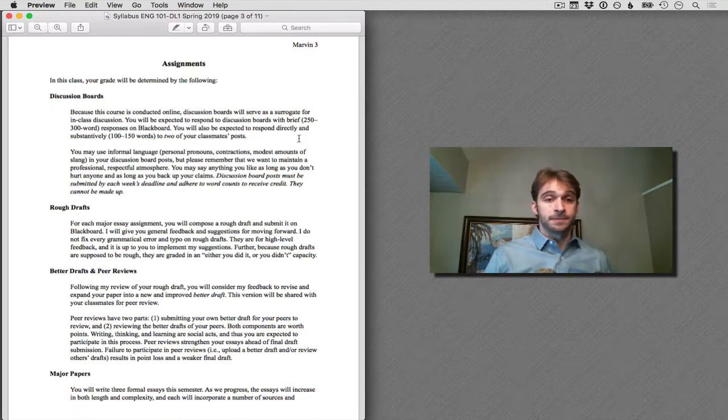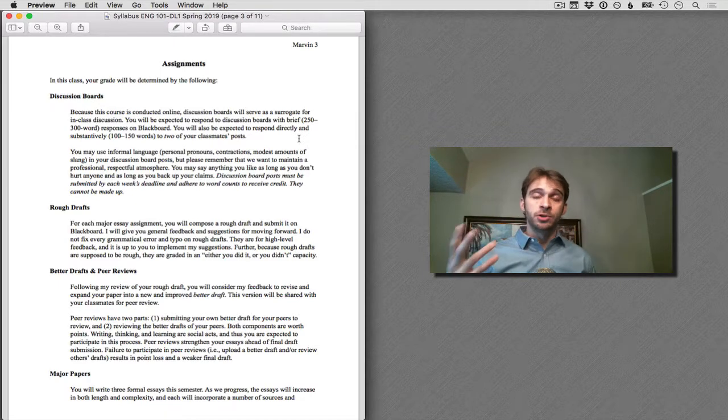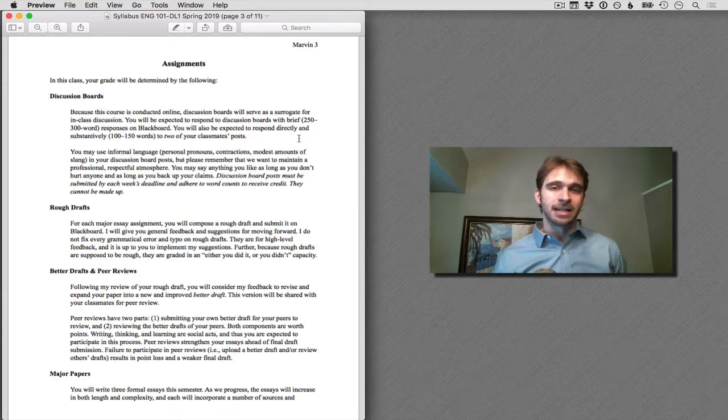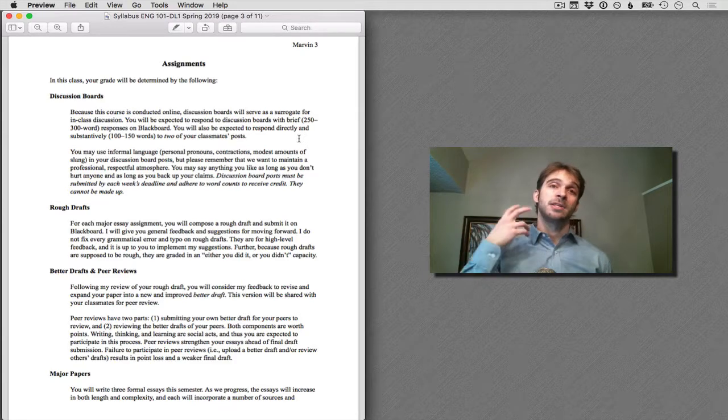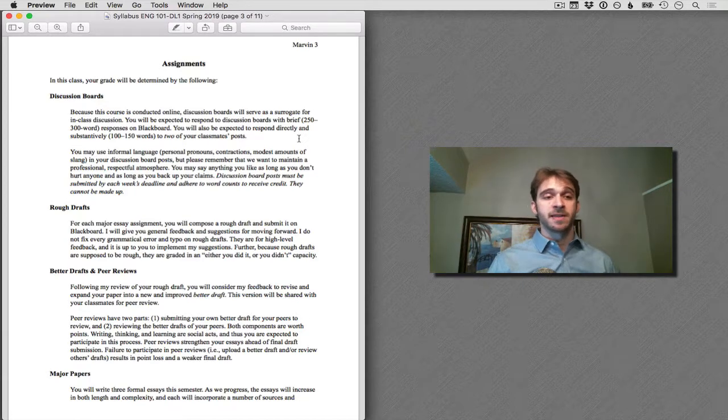Further, because rough drafts are supposed to be rough, they are graded in an either you did it or you didn't capacity. So that is, if you do a rough draft and you submit it by the deadline, you will get credit for it. And you will get the point for it. If you don't do a rough draft or you don't submit it by the deadline, you will not get the point for it. Okay? So I don't care how good or not good your rough drafts are. All I care is that you do it and put a good effort into it so that I can get you started in the process of writing that essay.